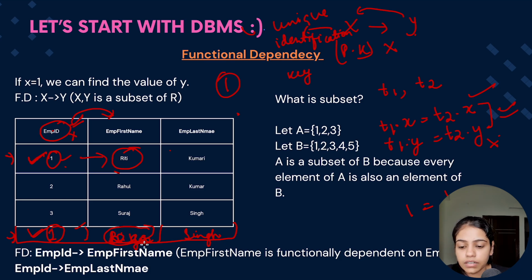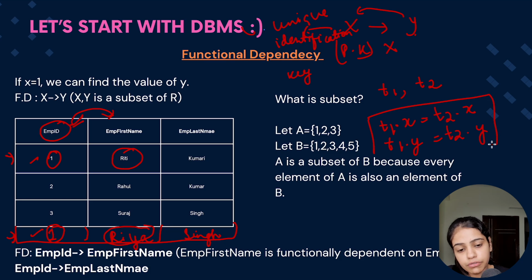But what if here the value is written as Riti? So now, is the employee ID determining the employee first name? Yes, because 1 is always corresponding to only one value. 1 is not corresponding to two values. 1 is always corresponding to only one value.